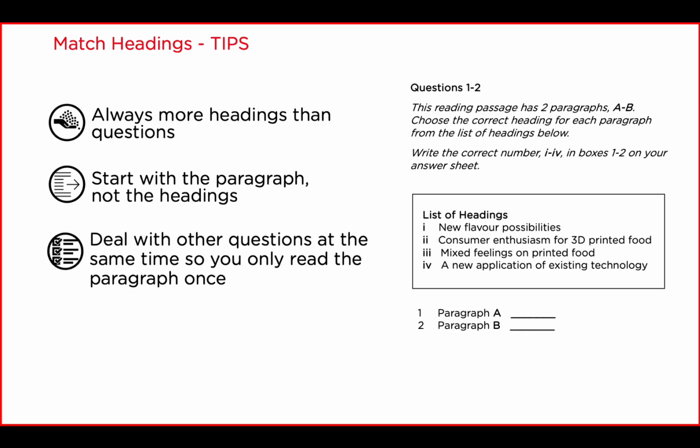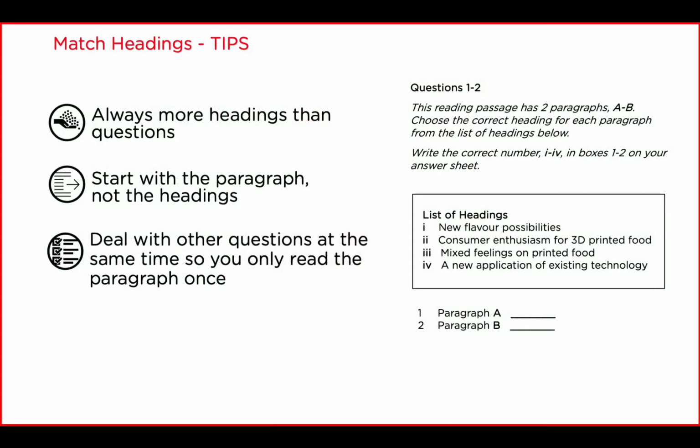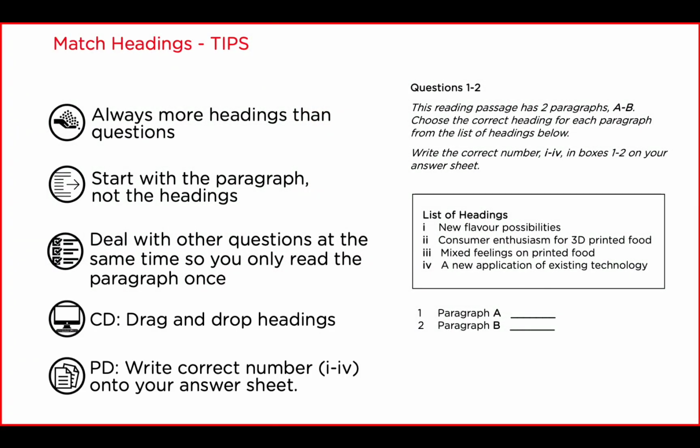Third tip, deal with other questions at the same time so you only read the paragraph once. What I mean here is if you have a long text, say academic texts or part 3 of general, you're going to have headings match and then maybe multiple choice, true, false, not given, possibly one more question. As you do the headings paragraph by paragraph method, you should be looking at all of the questions at the same time. We'll cover that in another video. For computer delivered, drag and drop those headings. Paper delivered, write the correct number onto your answer sheet. Let's check out the method and do some practice.